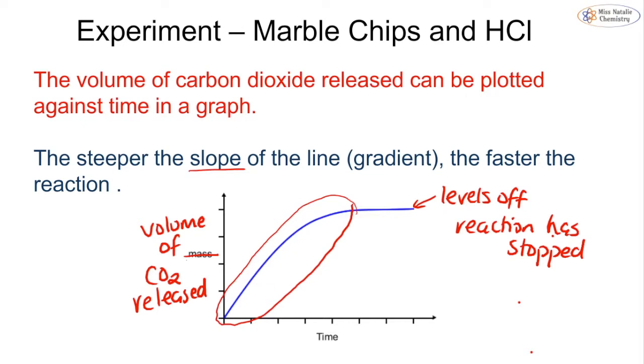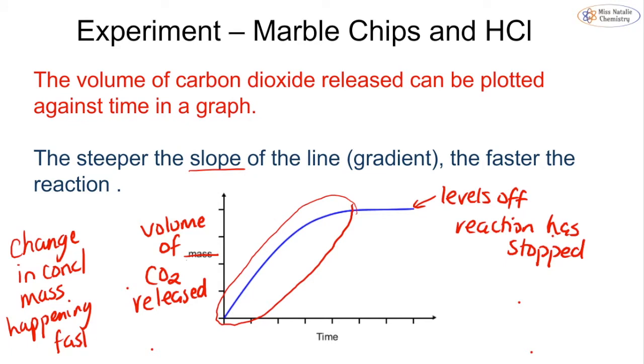And the steeper the slope, the faster the reaction, because that means that the change in concentration or mass is happening faster when we have a steep slope. So if the change is happening faster, then your rate is higher, or the reaction is happening quicker.